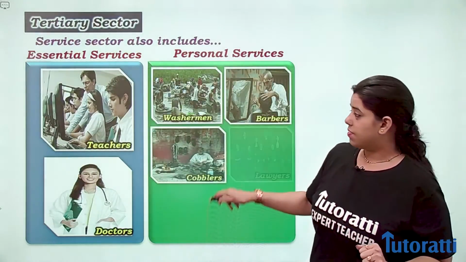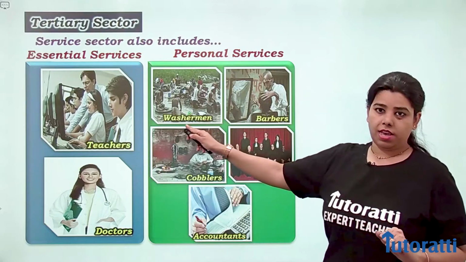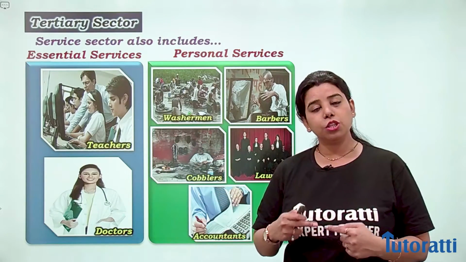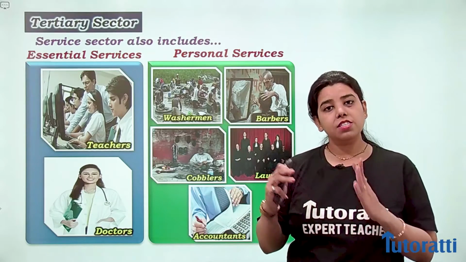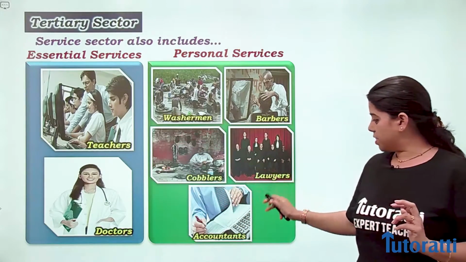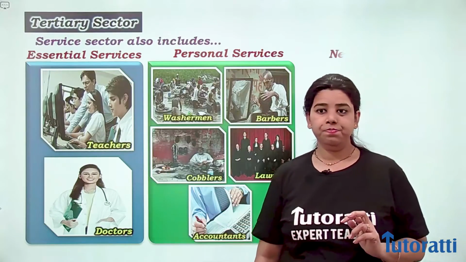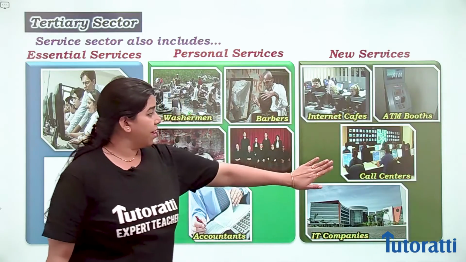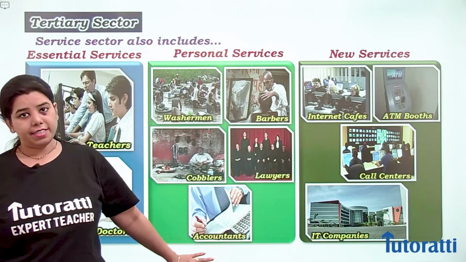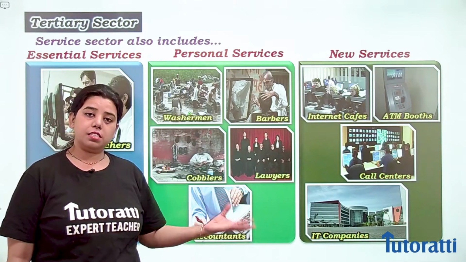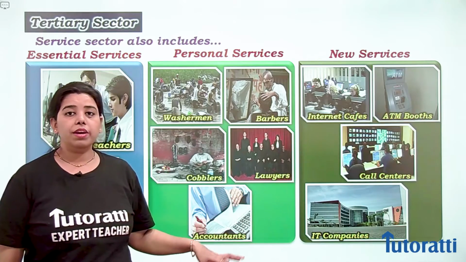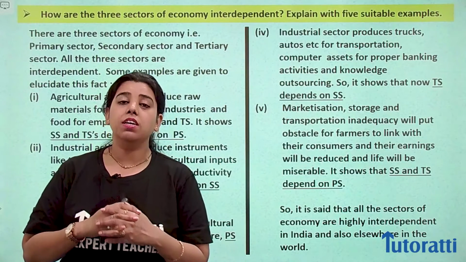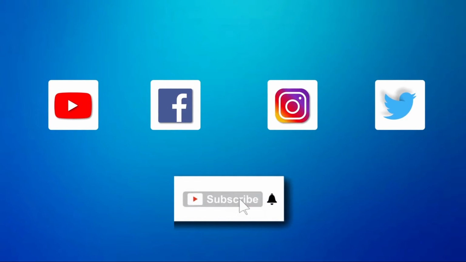Another is personal services that include the washerman. धोबी जो होता है आपका, what he does, he washes your clothes. And personal services also come into tertiary sector, because this is called a service sector, and these all are the services that are being provided to us. And new services, that is internet cafe, ATM booths, call center and IT companies. These are the new services that have come into play in this new era. Hence all the three have to work together for the development of the nation.